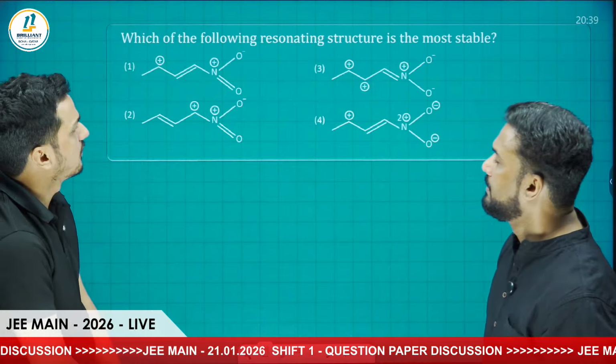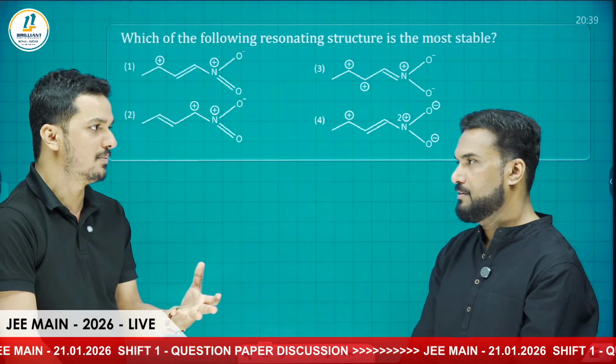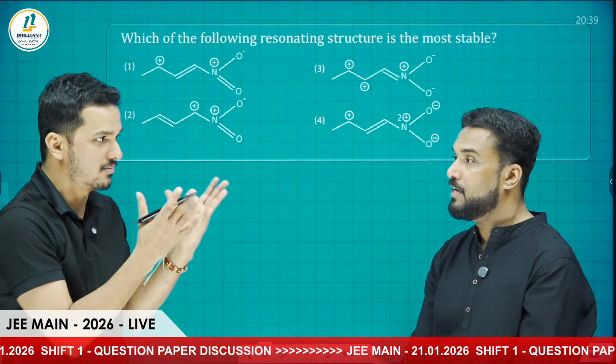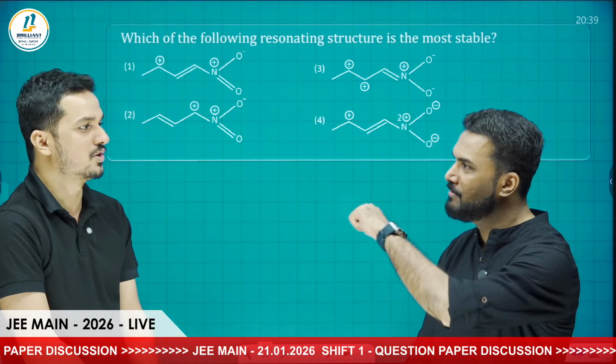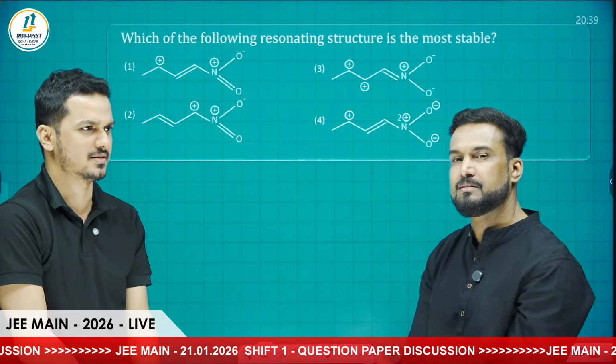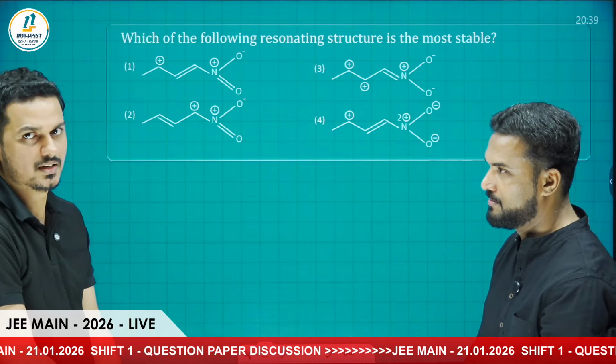Which of the following resonating structures is the most stable? This is actually a fundamental idea, but they must know more. Normally they ask for carbocation stability. They should have more clarity about resonance, and only then can they answer. There is a little change in the resonance structure: N is having a plus.